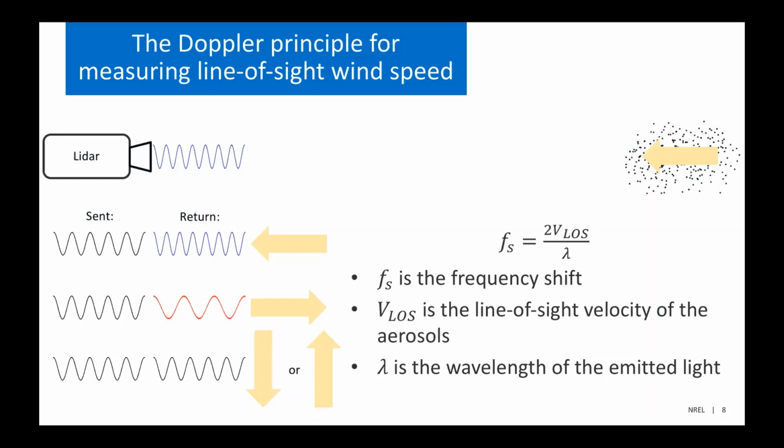And so here's the basic equation that we use to gather the wind along the line of sight of the LiDAR beam. We have the frequency shift of the light, and that's equal to 2 times the wind speed divided by the wavelength of the emitted light.